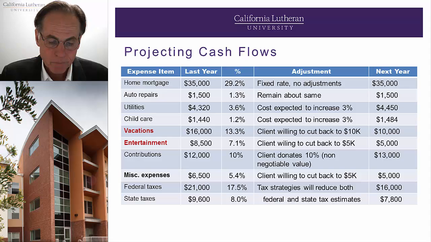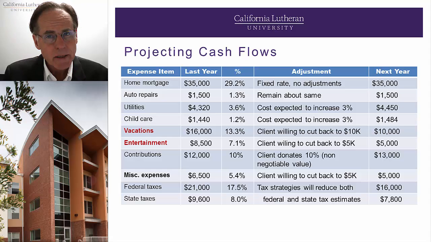Here I assume 3%. There are three major discretionary expenses on the statement: vacations, entertainment, and contributions. For purpose of this sample, I made the assumption that after discussing the cash flow situation with the client, she or he was willing to make some adjustments. Notice how the contribution amount actually increased, because in this hypothetical situation, donating 10% of annual salary was a client non-negotiable. Remember, the client's always in charge of their cash flows. We're their advisor and advocate. Finally, I made the assumption that based on my planning recommendations, the client would benefit from a reduction in income taxes.